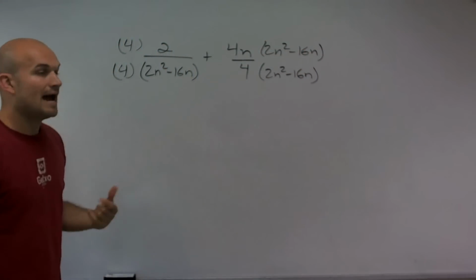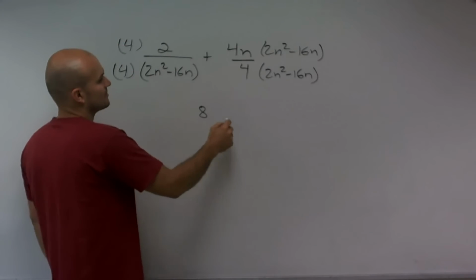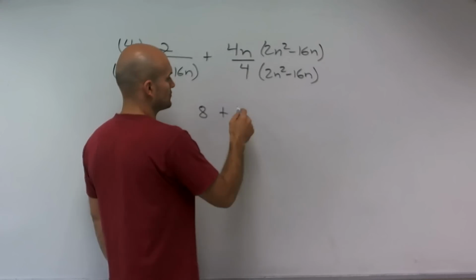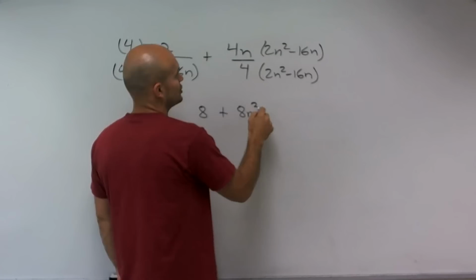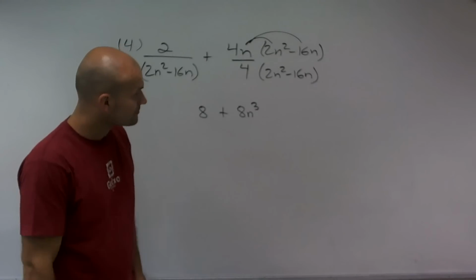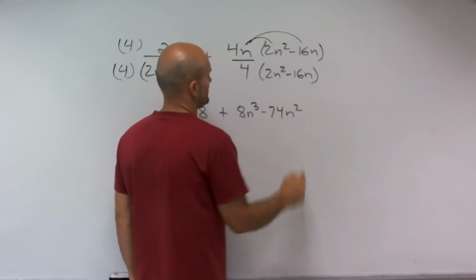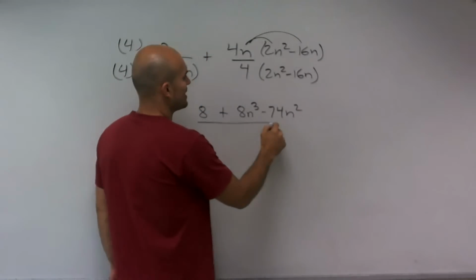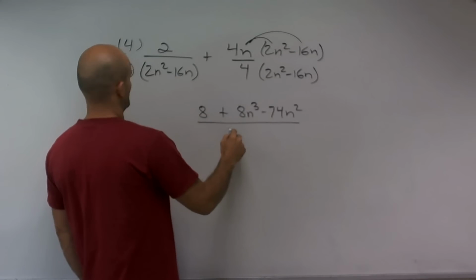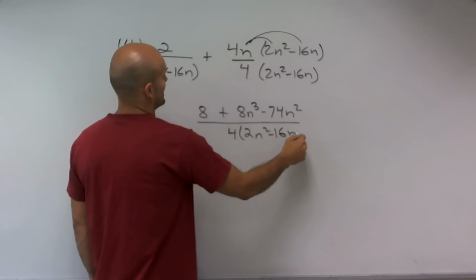Okay? So now, on the numerators, I need to do distributive. Well, here I can just get this to be 8, plus here I'm going to have to do a little distributive property. 4n times 2n squared is going to be 8n cubed, and then 4n times negative 16 is going to be a negative 64n squared. All divided by my common denominator, which is 4 times 2n squared minus 16n.